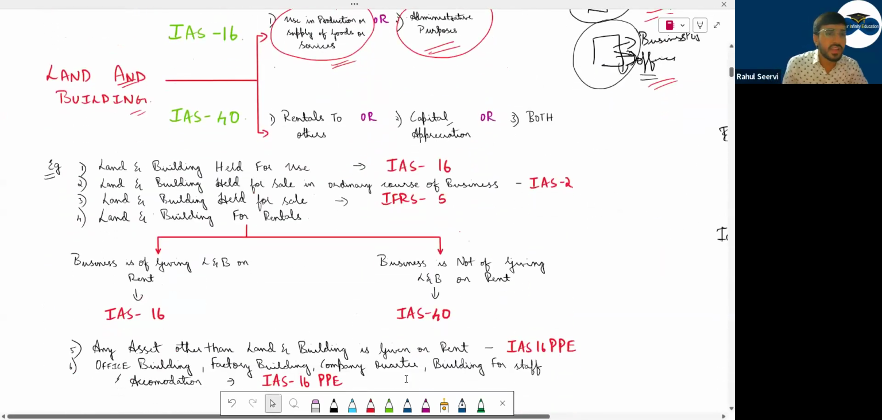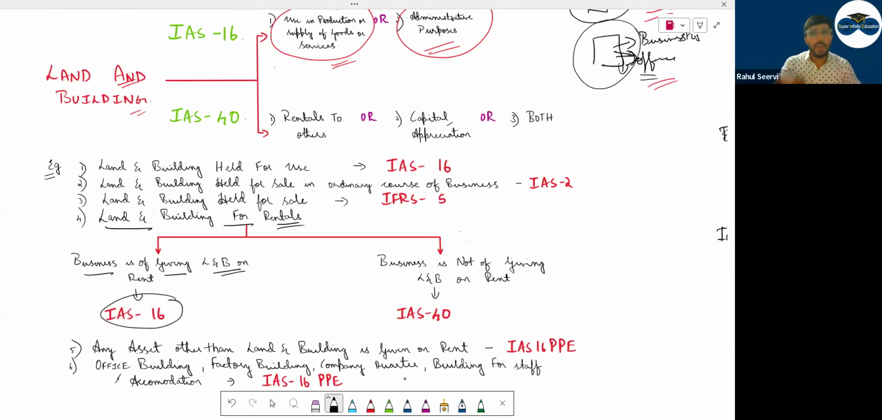See here now. I have written here land and building for rent. Business is of giving land and building on rent. Then IAS 16. My business is only that I purchase building, I give this on rent. That is my main business. I generate my revenue from that. But say business is not of giving land on rent. It's not my business. I've only purchased one property or two properties and given them on rent. I do not care. Whatever income I get, I'm happy with that. I'm not managing it properly. So then it will come under IAS 40, investment property. You have to see the intention here.